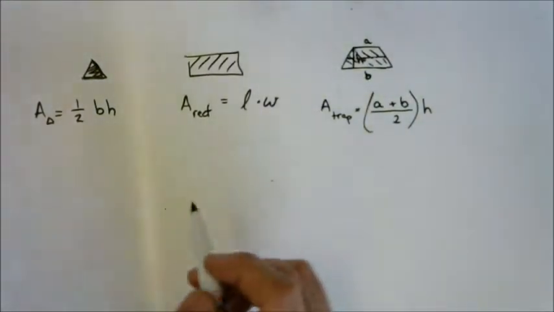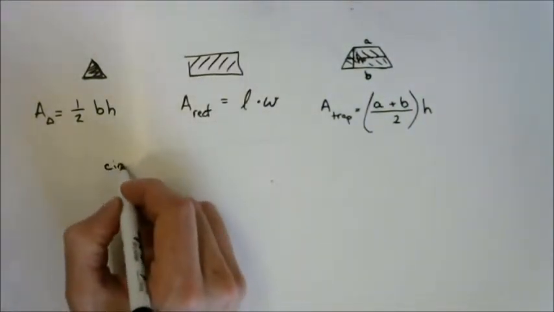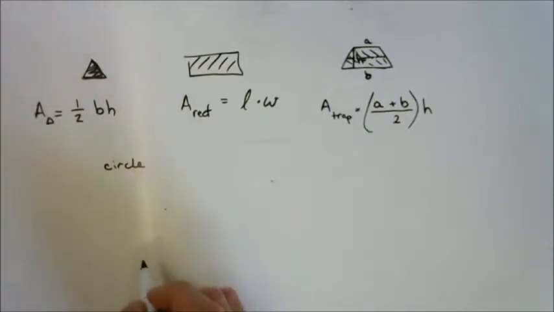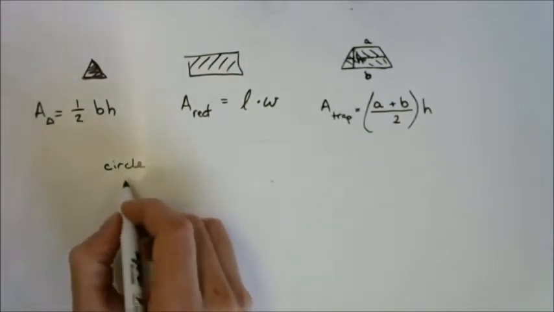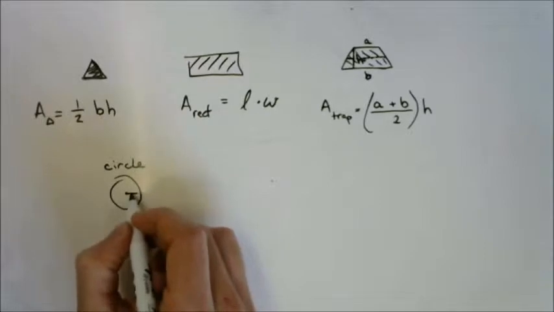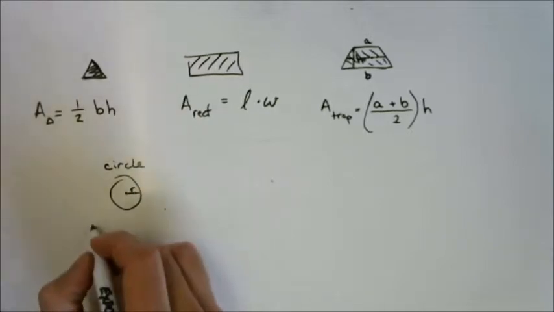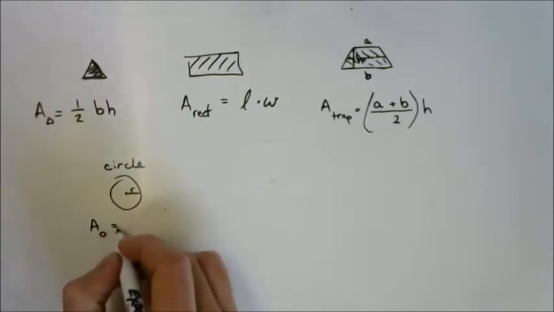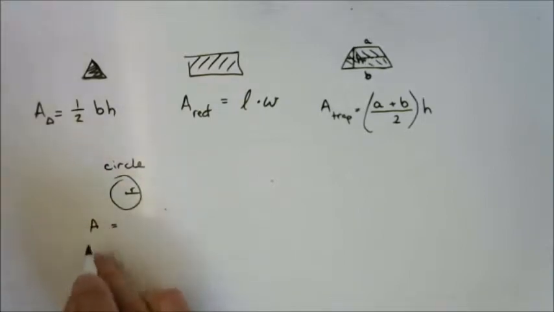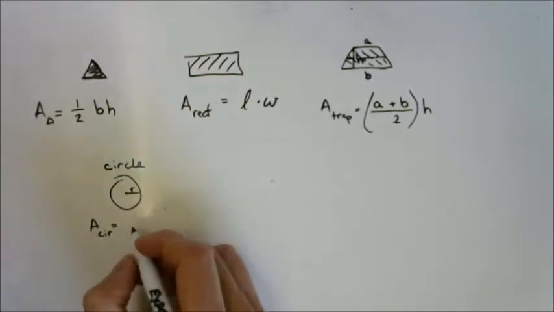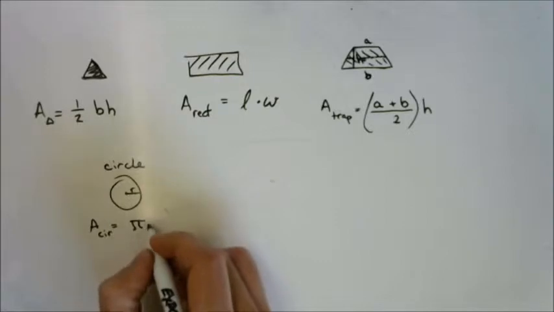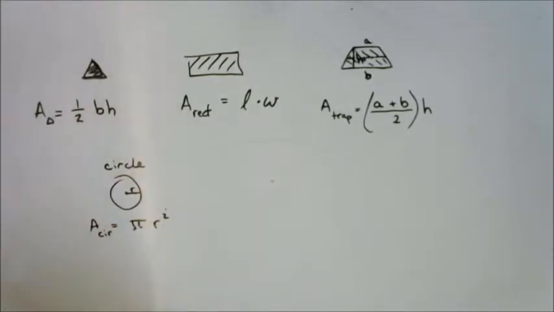And the last one that you have there is a circle. What's the area of a circle? If we have a radius there, then the area of a circle equals pi r squared. So there's the tools that we have in our toolkit.